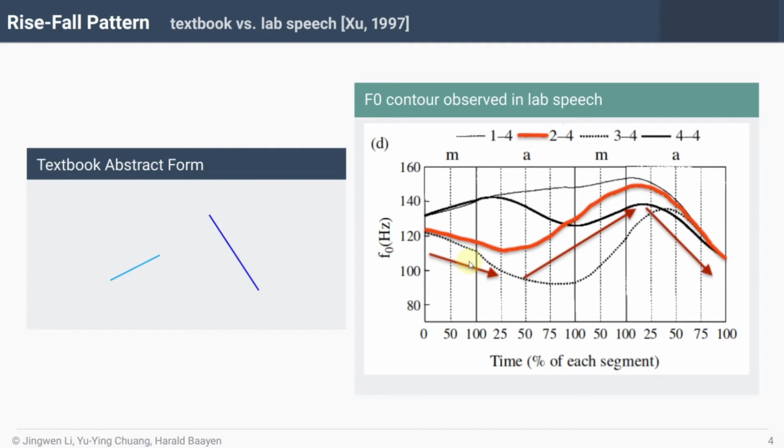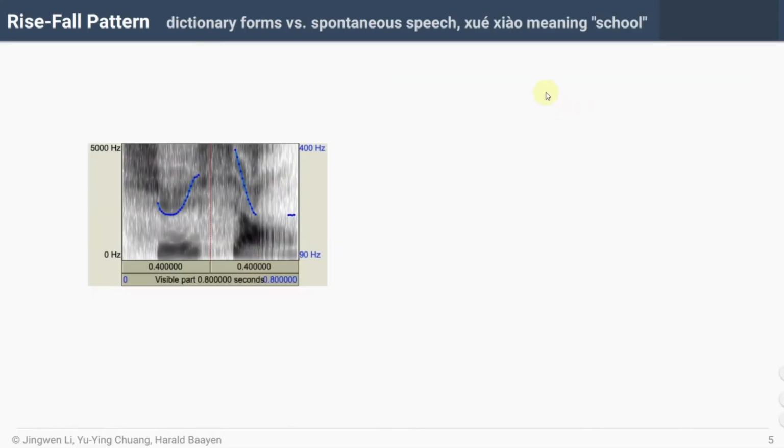Now that we've seen the canonical pitch contour for the rise-fall pattern, what about spontaneous speech? Let's just take one word 学校 meaning school as an example and look at the spectrograms of the dictionary pronunciations first. We took the pronunciations from 2 online dictionaries, one from Beijing and one from Taiwan. The dictionary forms are produced in isolation.